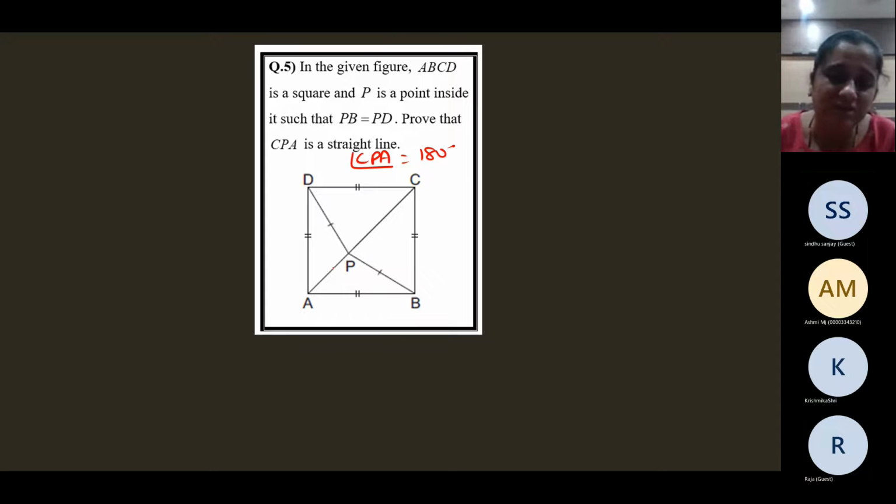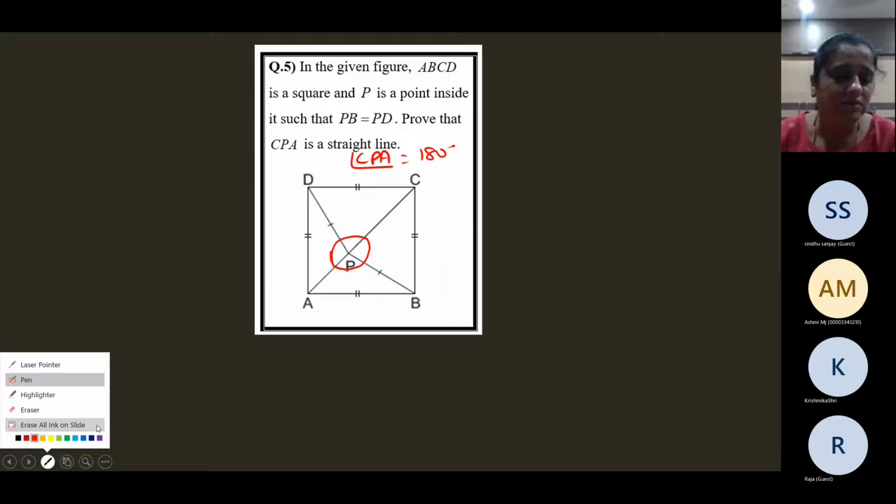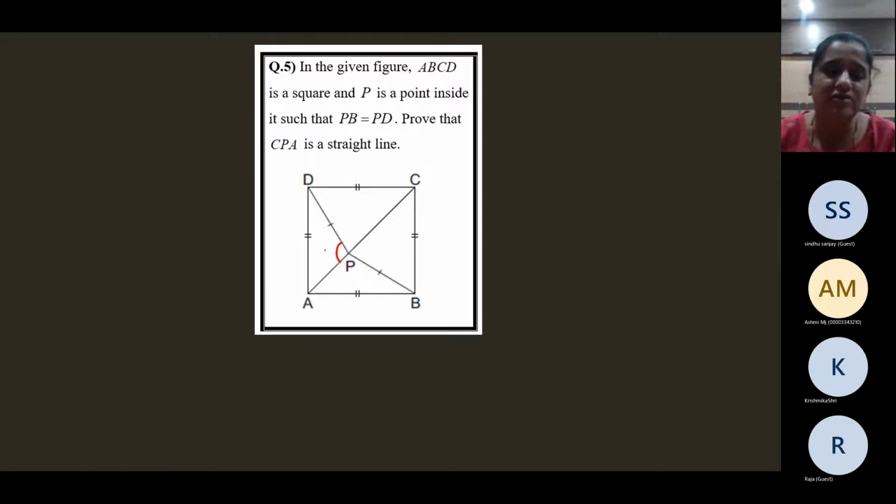Where is angle CPA? See here, this is the angle CPA, or this is the angle CPA. Any one of the two you can prove. If I call these angles 1 and 2, I should prove that angle 1 plus angle 2 is equal to 180. Not angle 1 is 180, but the sum of angles 1 and 2. If it is 180, that means CPA is a straight line.